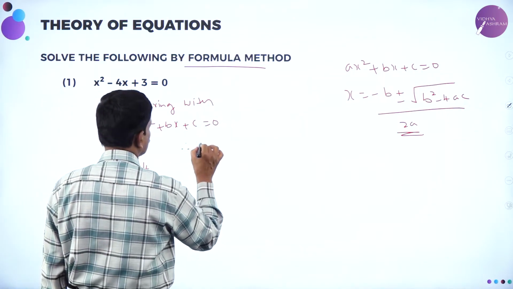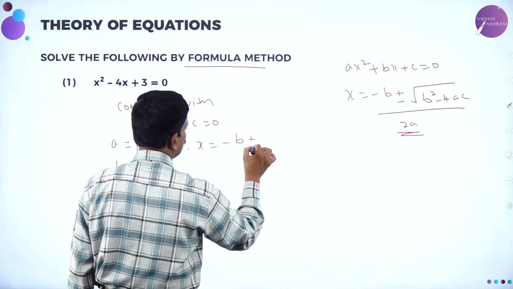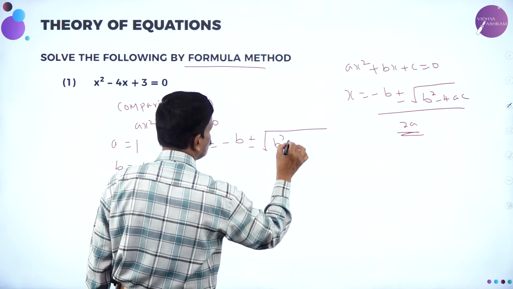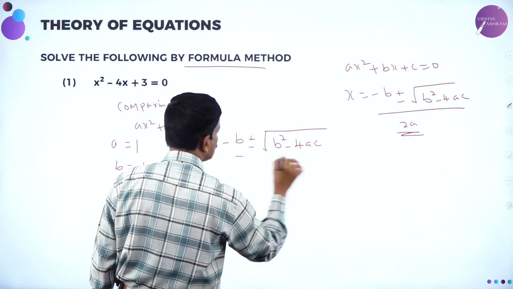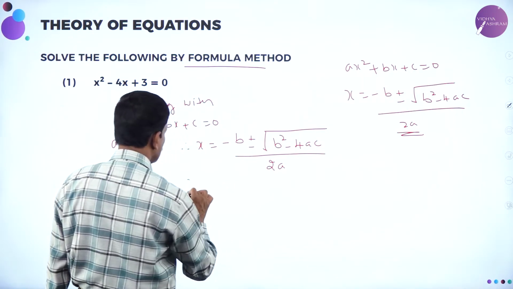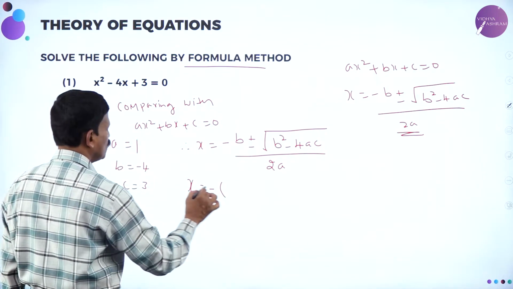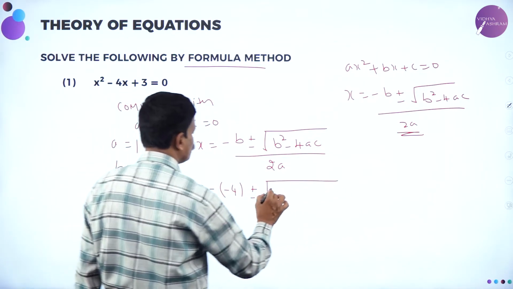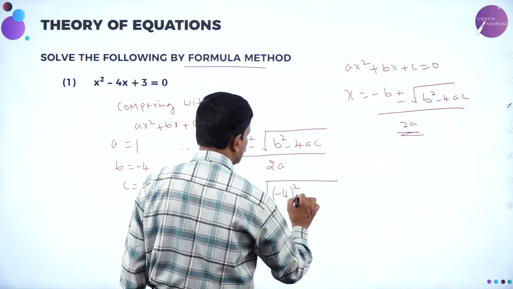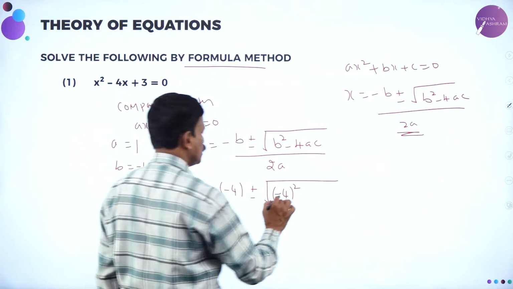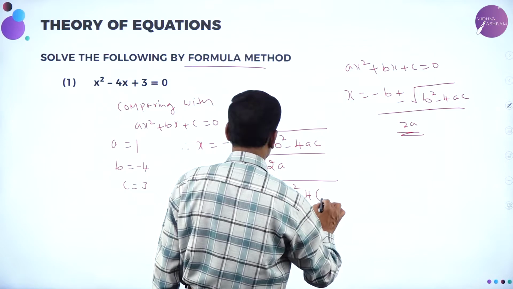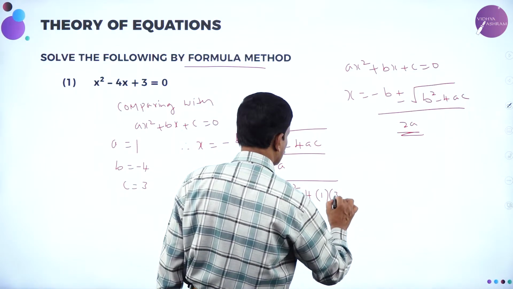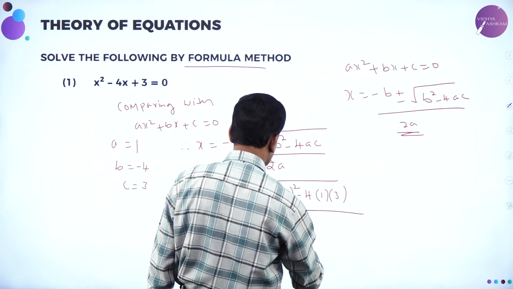Now therefore the roots x is equal to, what is the formula? Minus b plus or minus root of b square minus 4ac divided by 2 into a. x is equal to minus of minus 4, plus or minus root of b square, that is minus 4 square, minus 4 into a is 1, into c is equal to 3, divided by 2 times a.